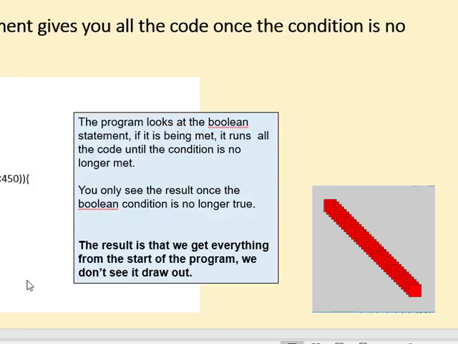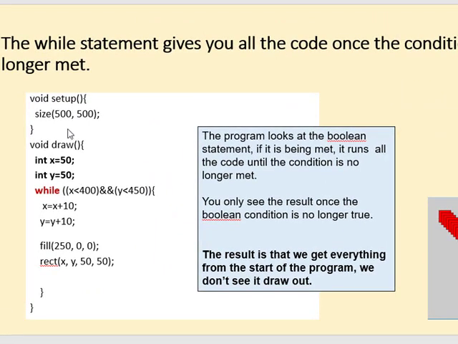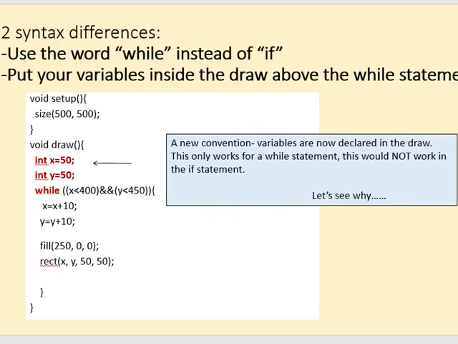With the while statement, it starts up at the top, it puts in the size, it has the variables. I'll explain in a second why the variables are down here. And it looks into this code, it looks at the Boolean statement. If it's true, it runs everything in here until this Boolean statement's no longer true. So in the if statement, it goes all the way back up to the top. In the while statement, it stays within this while statement until it's finished. And so that's why it doesn't give you the code until it's done. So that's why it looks like it is just static and not animated.